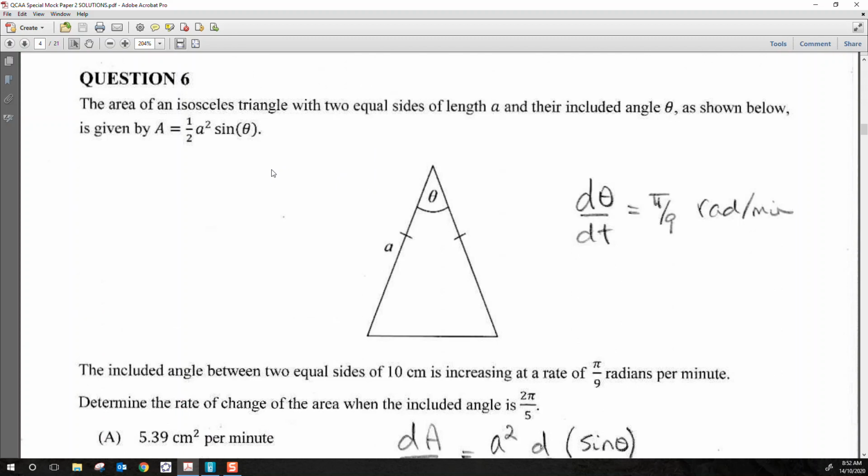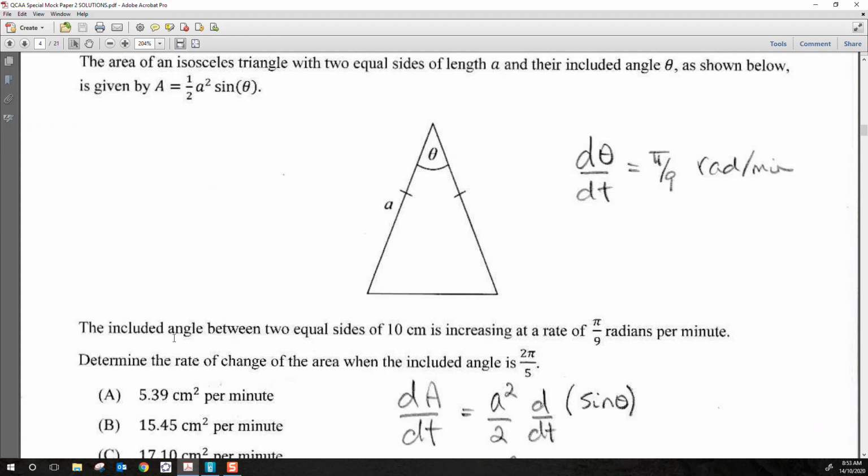This is a nice one. Area of an isosceles triangle. So the sides are of length A. The included angle theta is, here's the formula for the area of the triangle. They tell me that the included angle is increasing at the rate of pi over 9. If it is increasing at a rate, that's a derivative. So theta is changing. d theta/dt is pi over 9 radians per minute.